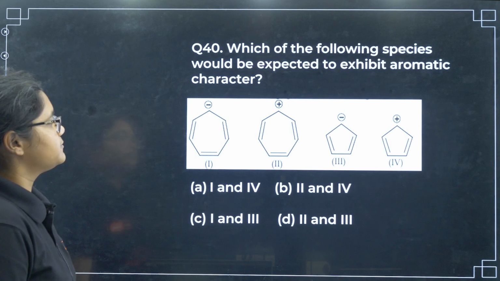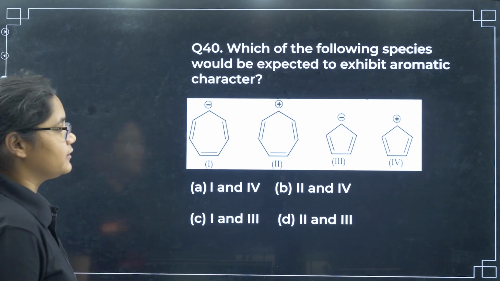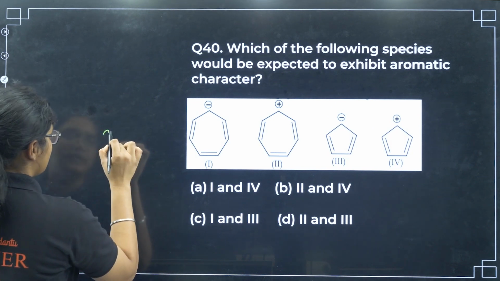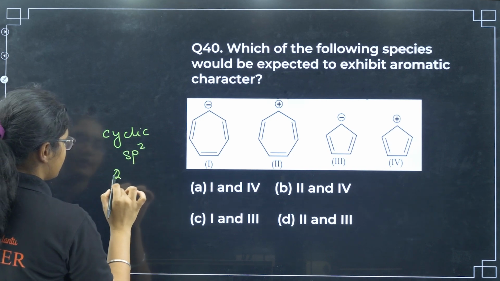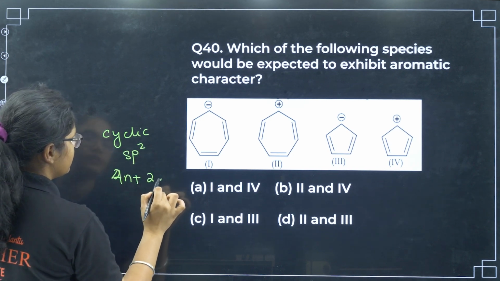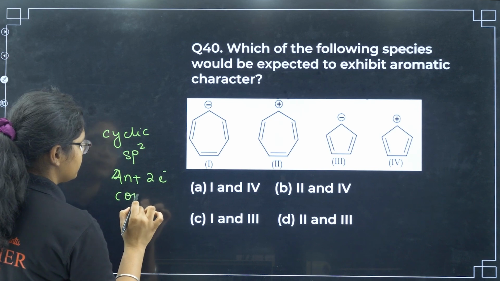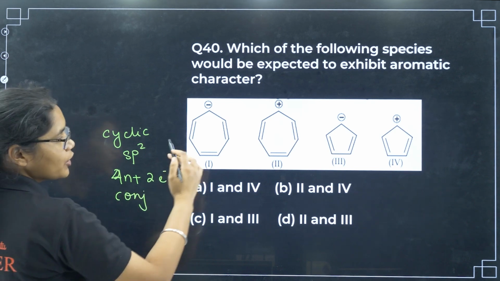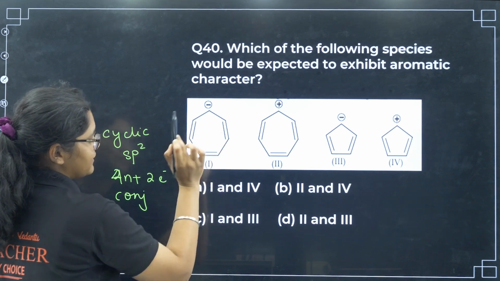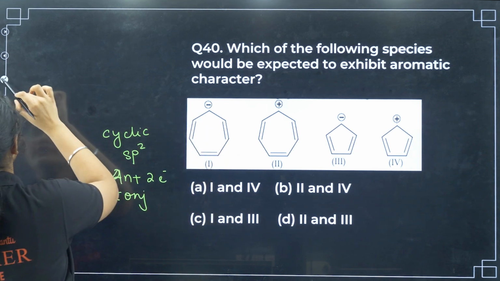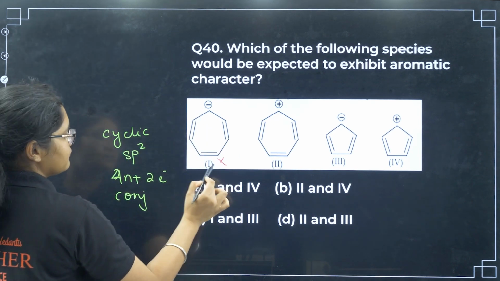Next, which of the following species can exhibit aromatic character? For aromatic character, what all things do we need? First of all, a cyclic structure, sp2 hybridization, and then, very importantly, 4n plus 2 electrons, and then conjugation. All of them are cyclic, so that is there. Now the first one: if I count 1, 2, 3, 4, 5, 6, 7, 8, it is not 4n plus 2, it is 4n electrons. So option number 1 is not there.